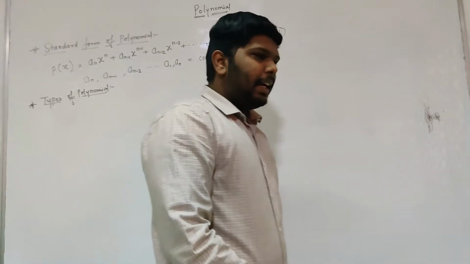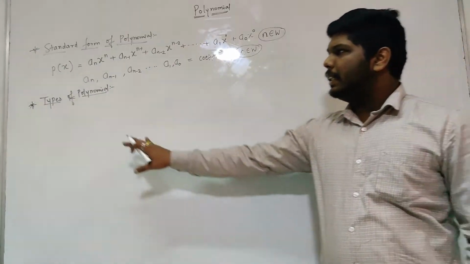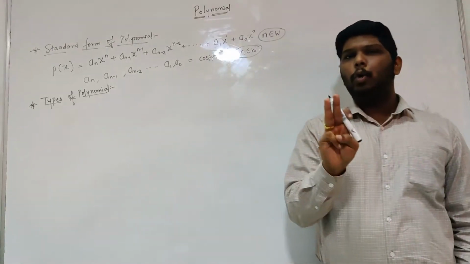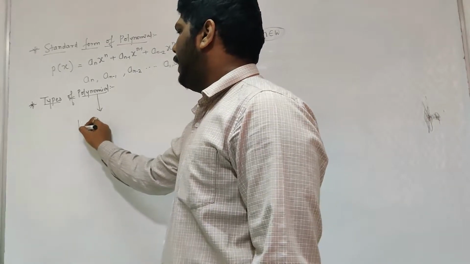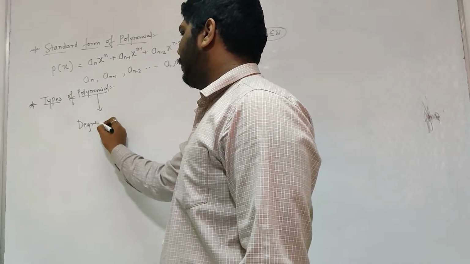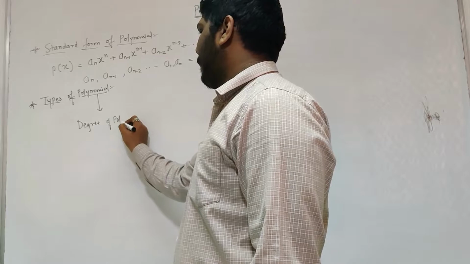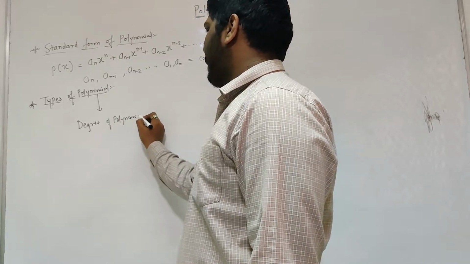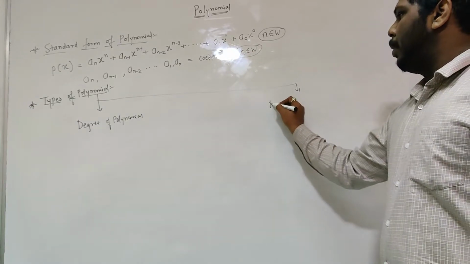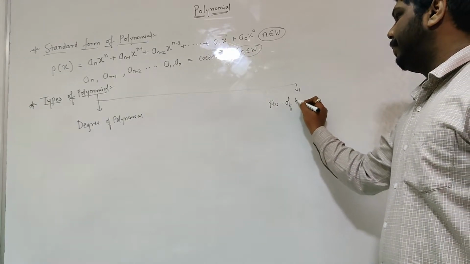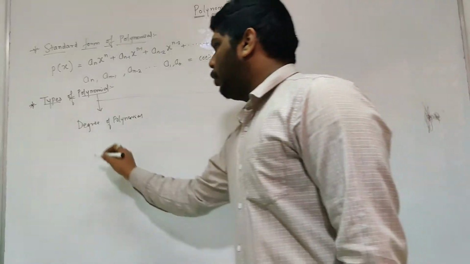Okay, so to understand the types of polynomials, basically these types are categorized on two main bases. Okay, so one type is based on degree of polynomial. Okay, and second type is based on number of terms. Now what do you mean by this?